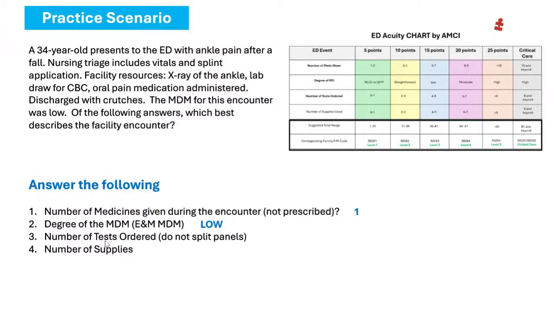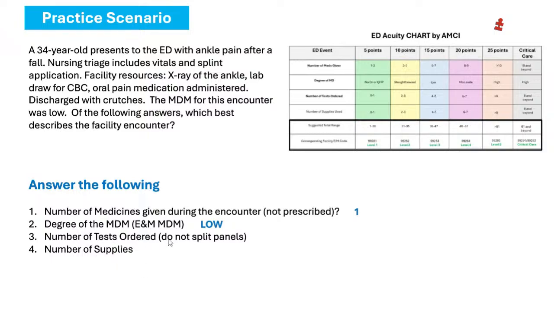Now, the number of tests ordered. How many tests were ordered? Good job, BB. I see you. And good job, Alex, I know you said you are a novice. You are doing a phenomenal job. Phenomenal. That's right, Chantel. That's right, Alex. You are rocking it.